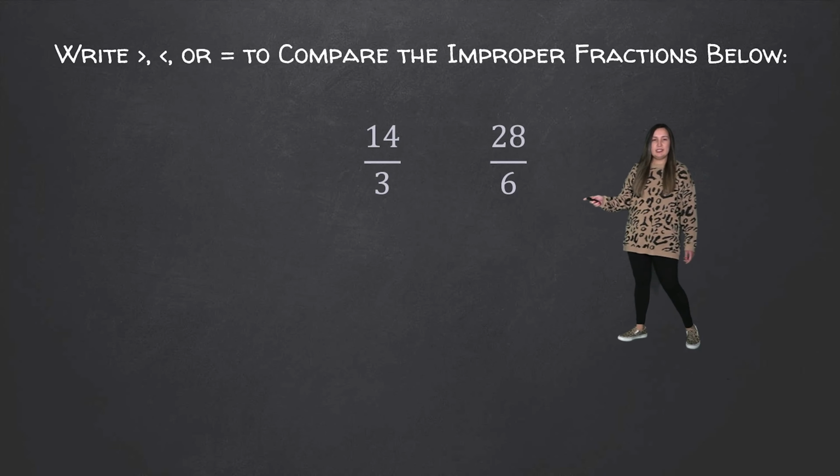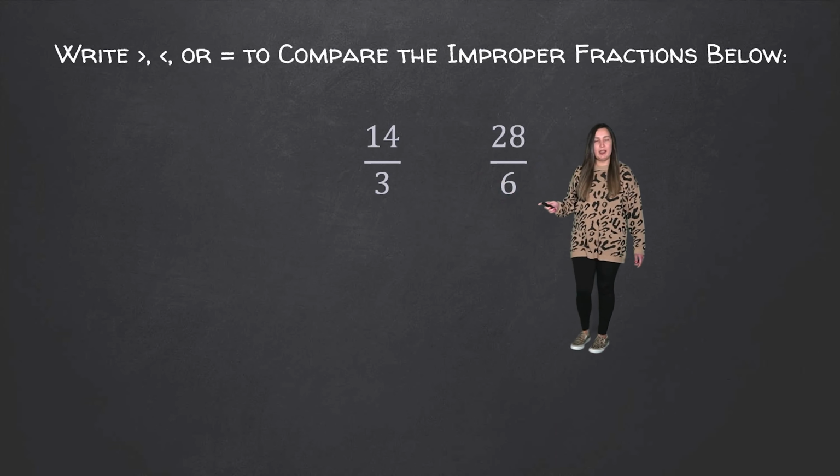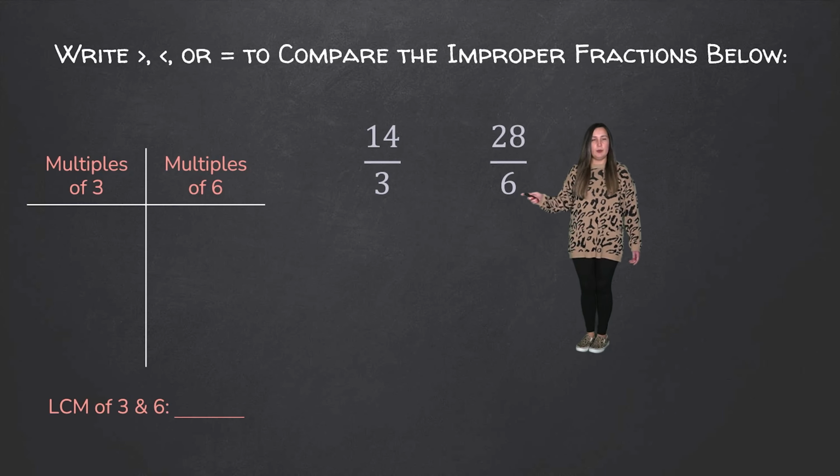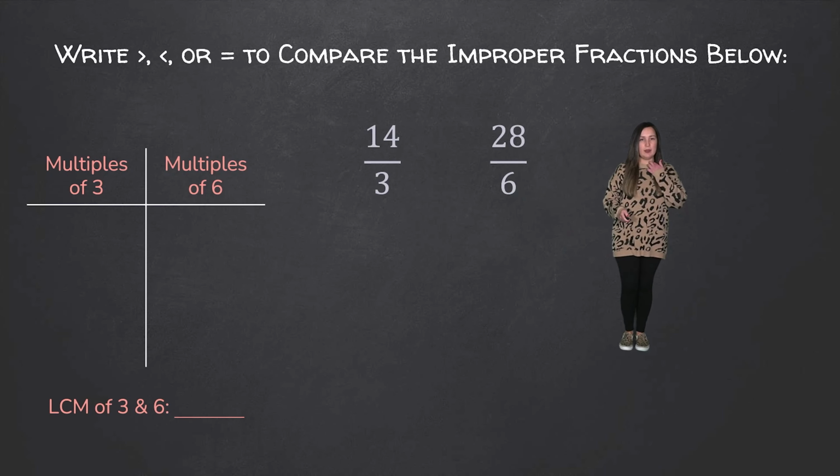Here we have another example where we have 14 over 3 and 28 over 6. Now, notice that the denominators are different, so we do have to find our least common multiple between our denominators. So we're going to find the multiples of 3 and 6 and find out the least common multiple.